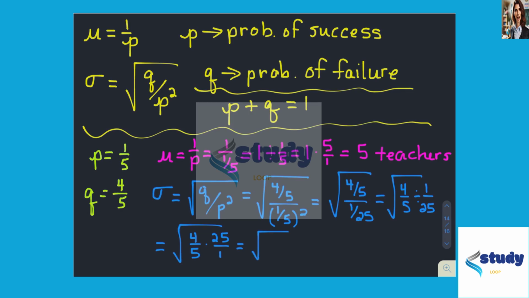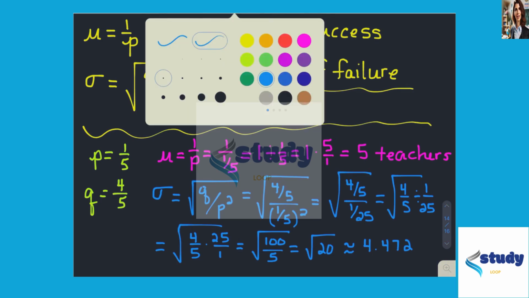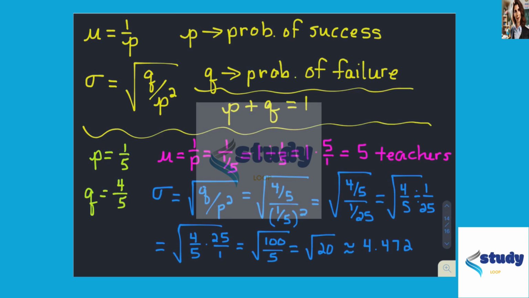And if you multiply straight across the top, we would get the square root of 100 over 5, which is the same thing as saying the square root of 20. And if you pick up your calculator, then you would find the standard deviation of this distribution to be approximately 4.472. So just as a quick recap, the average would be 5 teachers, and the standard deviation would be 4.472.